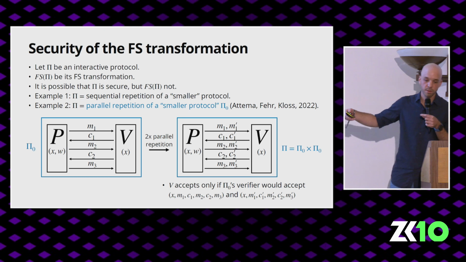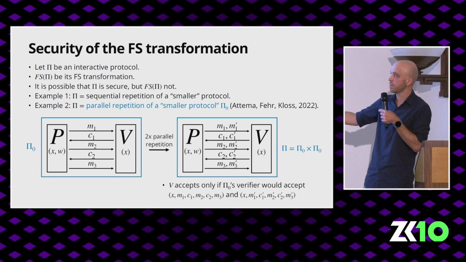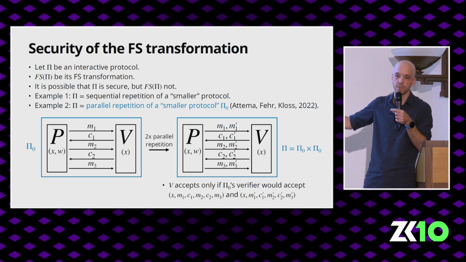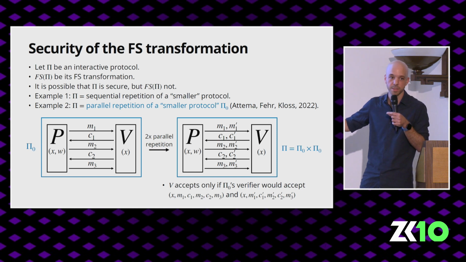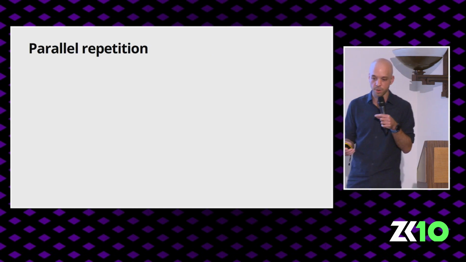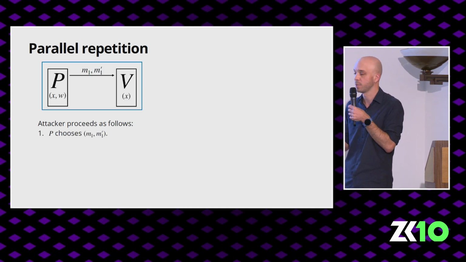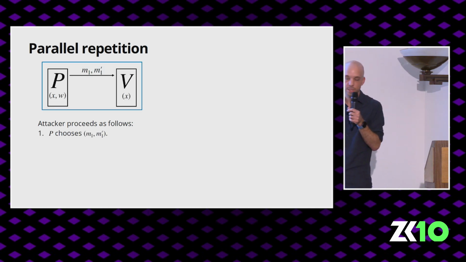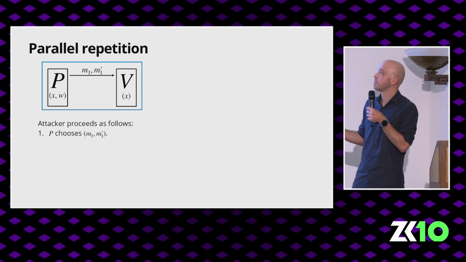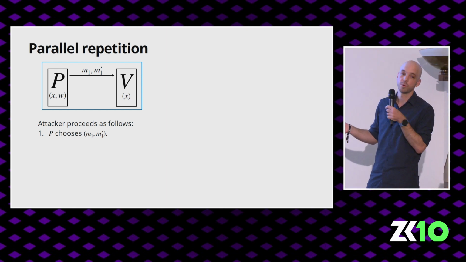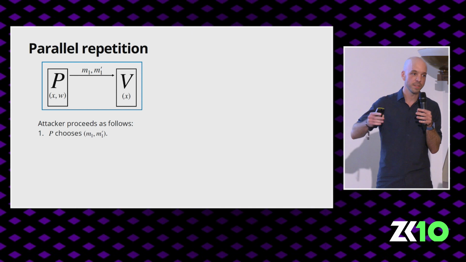But now I'll argue that when you do the Fiat-Shamir transform, the soundness error is, pretty much, 2 times epsilon. So how can an attacker attack this parallel-repeated protocol? So here there's V, but there should be a prover, because now we are in the Fiat-Shamir setting.